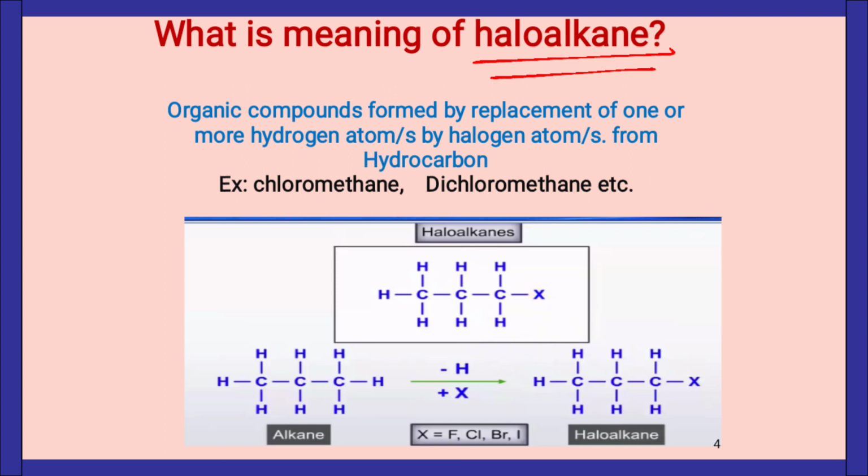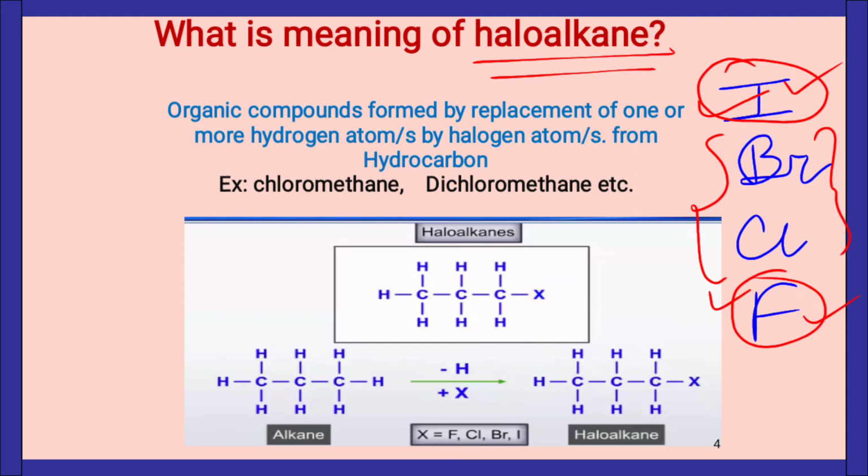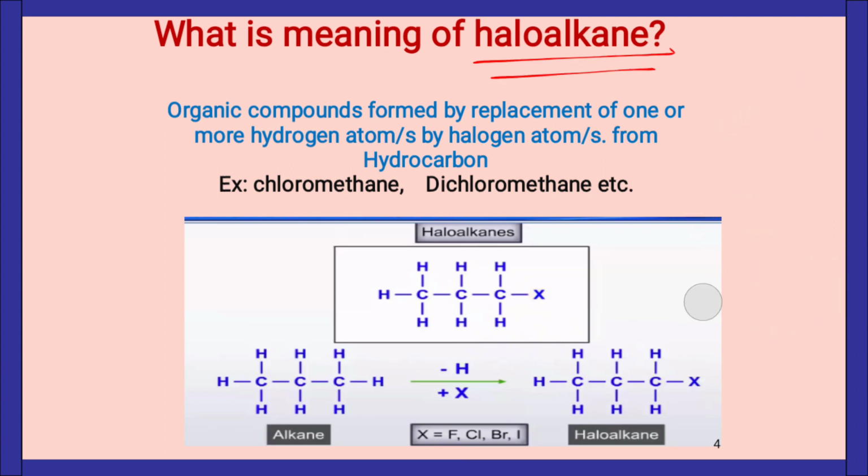Halogen groups include four: iodine, bromine, chlorine and fluorine. Generally you will see that fluorine and iodine are not used much, because one is very reactive and another one is very slow. So generally the theory revolves around bromine as well as chlorine. Hope you are understanding what I'm saying.